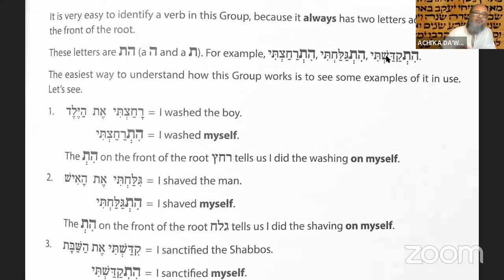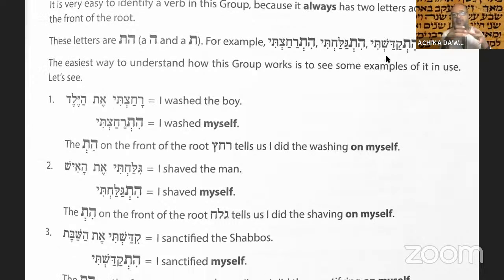Here's the first example. This is the easiest way to understand how this group works, which is in the past tense. So they're going to give us a couple of examples. We're going to go over them. So the first one is rakatsi, okay? Rakatsi et hayeled. And that means I washed the boy. Past tense. I've done this, okay? The rakats is the root of the word. The T on the end of that is I, and then the direct object marker points directly to what I washed, which is the boy. Okay, that's why there's a hey in front of yeled.